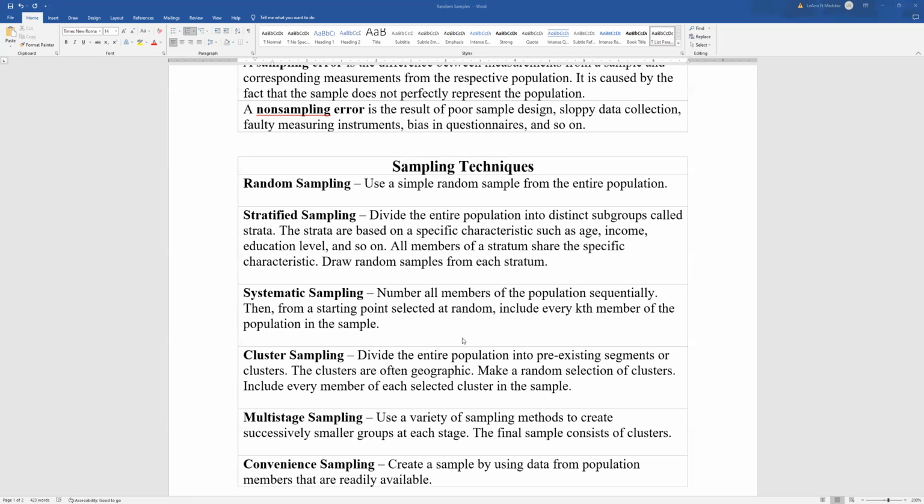Multi-stage sampling can be a variety of things. It's a variety of sampling methods to create successively smaller groups at each stage. Usually the final sample consists of clusters. And then convenience sampling is when you create a sample by using data from population members that are readily available. It's usually the least amount of work possible.